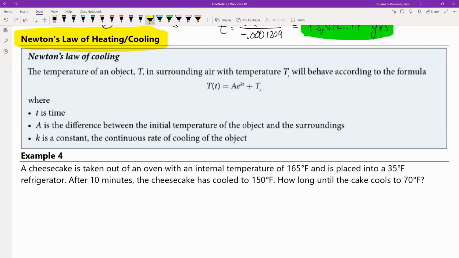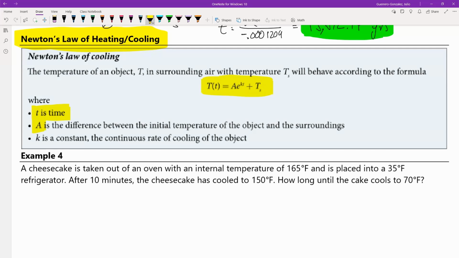It helps you find a formula for the heating of an object or the cooling of an object. The equation is this one right here, and all the bits and pieces are right here. The T is the time, usually in minutes or in seconds or in hours. A is the difference between the initial temperature of the object and the surrounding.